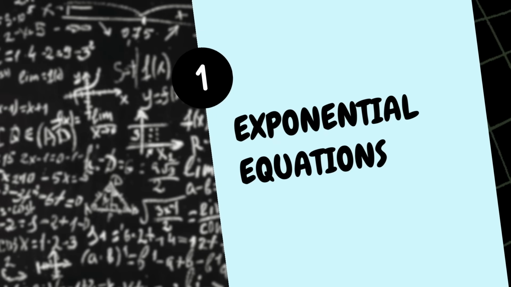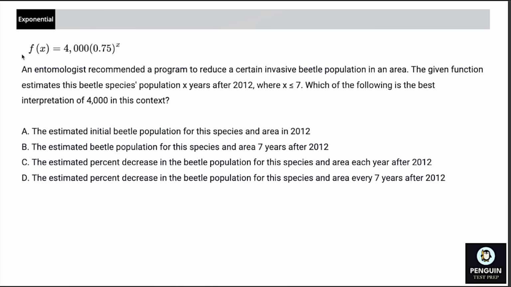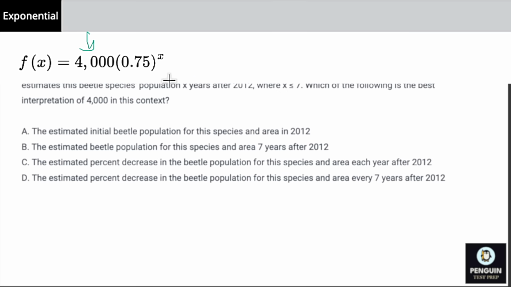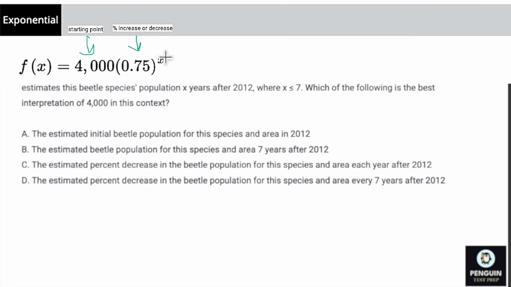Starting with exponential equations. And these are pretty easy as long as you know what is represented by your basic exponential formula. So looking here, we're always going to have some sort of a number that comes before parentheses, and this is going to be our starting point. Then in parentheses, we're going to have a number that represents our percent increase or percent decrease. And then finally, we're going to have an exponent, which represents time.